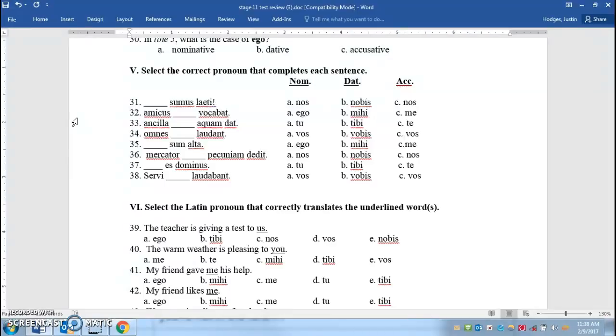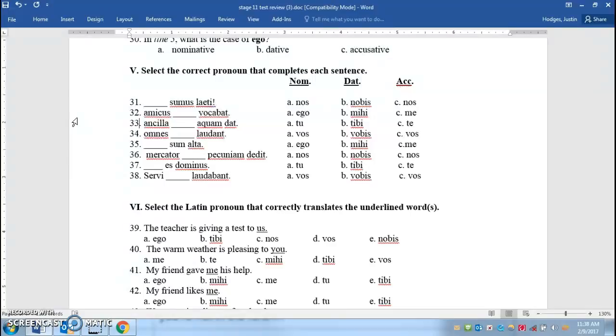Number 33, "ancilla blank aquam dat." We have dat, which means "gives." We have ancilla, which is our nominative, meaning the subject. So the slave girl gives. What is she giving? We see the "am," that's our accusative ending, and that means water. So the slave girl gives water, and we need to figure out where that water is going.